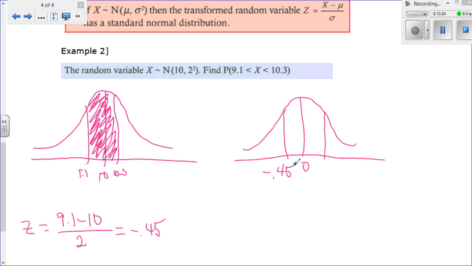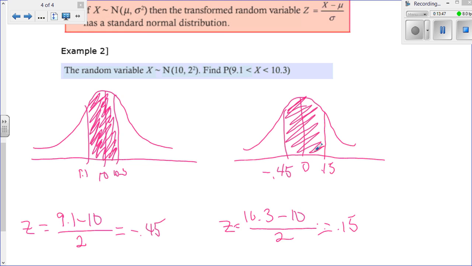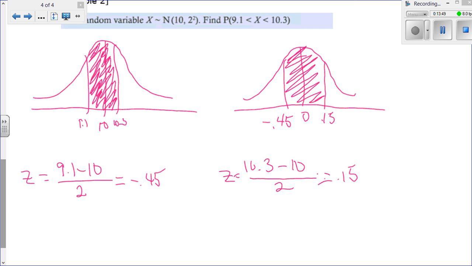And then I'm going to do another z-score. It's 10.3 minus mu, which is 10, over sigma, which is 2. So this would be 0.3 over 2, which is 0.15. So I still have the same picture. It's just that I have different values on the bottom.